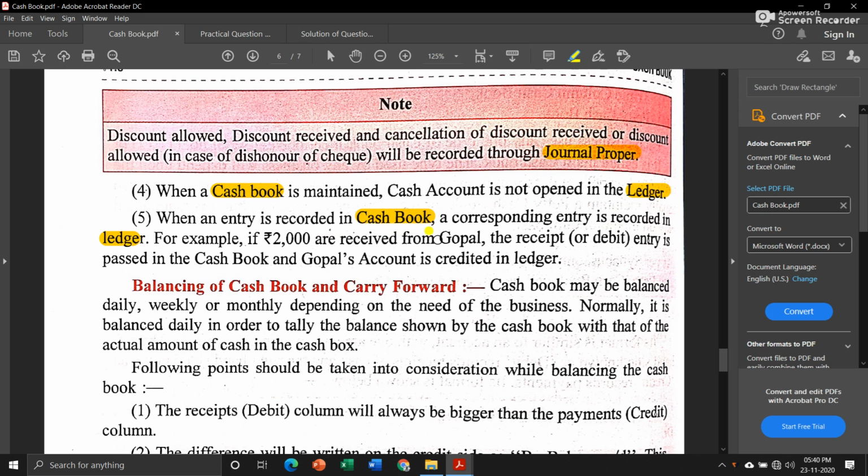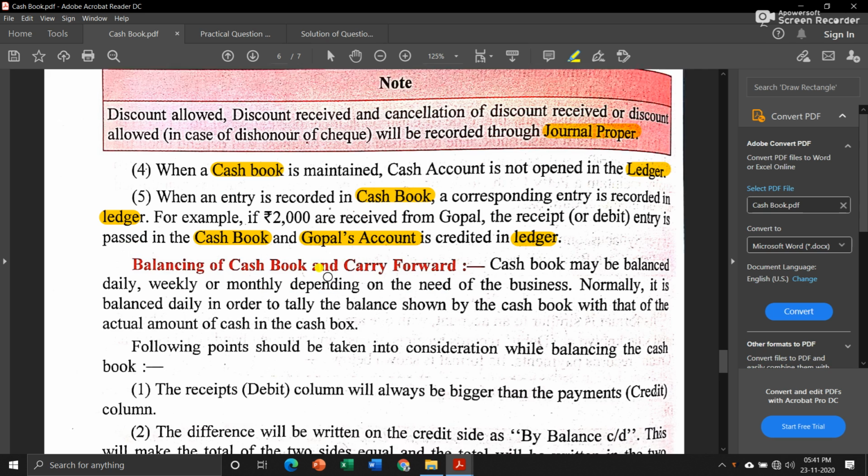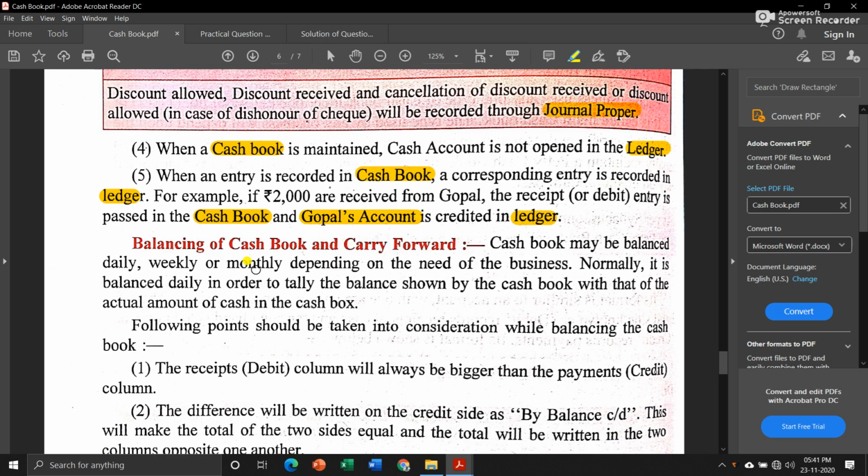If 2000 is received from Gopal, the receipt or debit entry is passed in the cash book. Since we have received cash, we will record it on the debit side of the cash book, and in the ledger we will create Gopal's account, and there we will credit his account. Now after recording all the transactions in cash book, we have to balance the cash book and find out the carry forward.